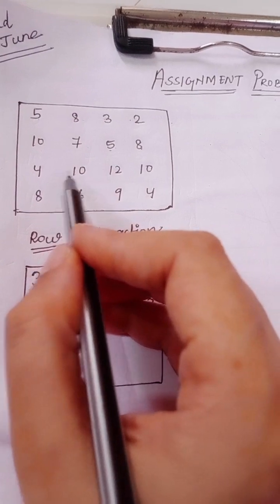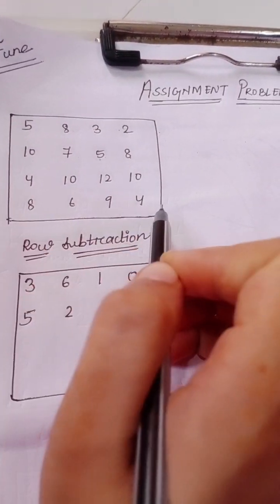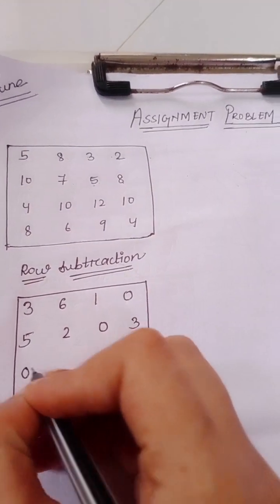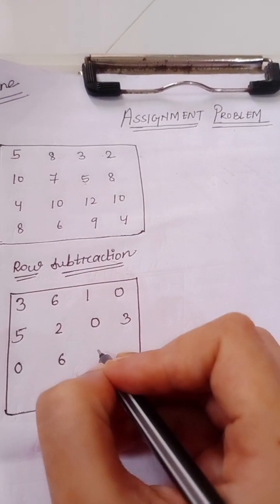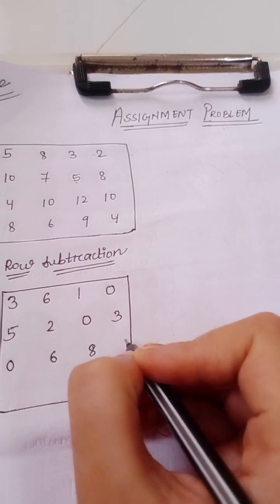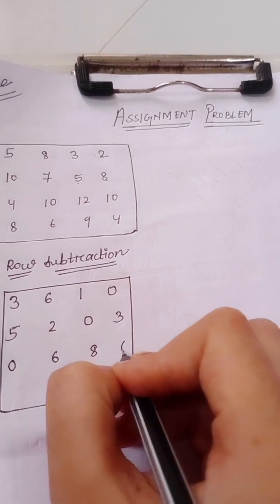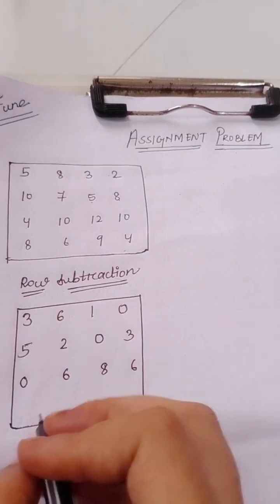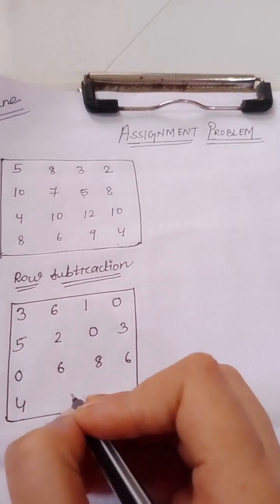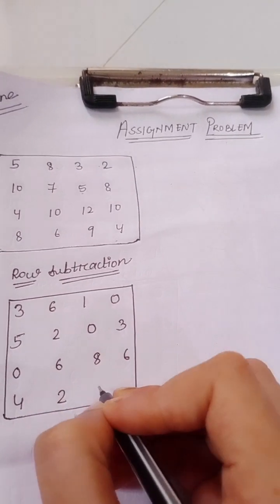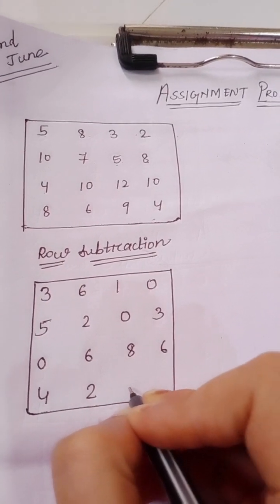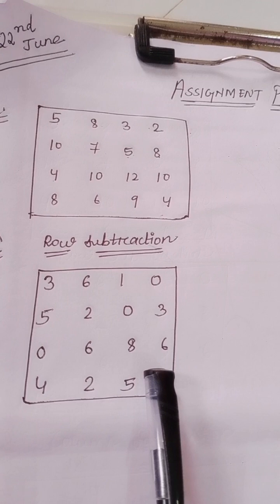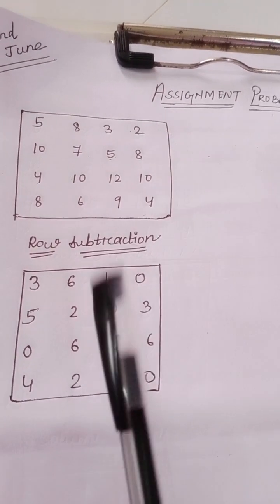Third row and fourth row like this. Third row will be subtracted by 4. 4 minus 4 is 0. 10 minus 4 is 6. 12 minus 4 is 8. 10 minus 4 is 6. Again, here 4. So 8 minus 4 is 4. 6 minus 4 is 2. 9 minus 4 is 5. 4 minus 4 is 0. Now, we have completed step 2.